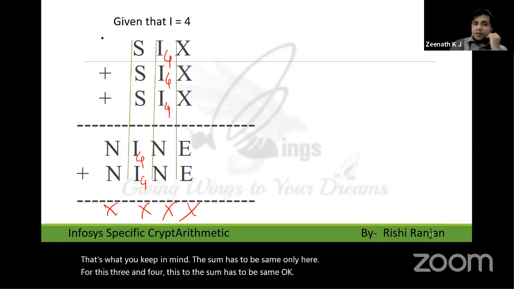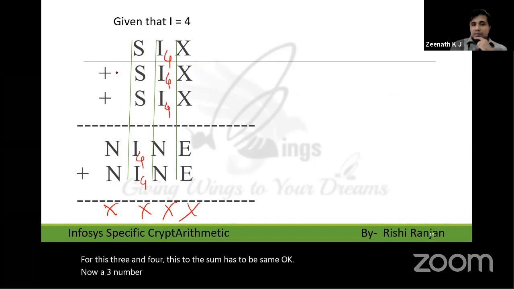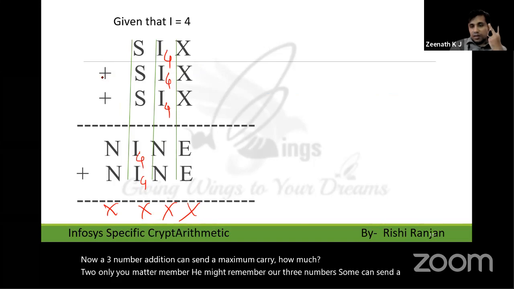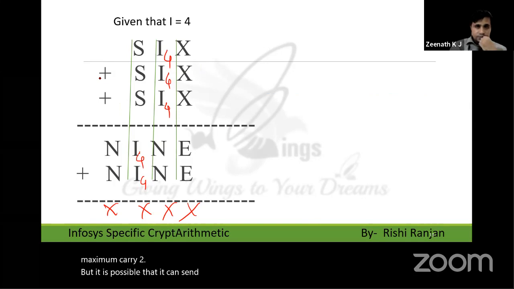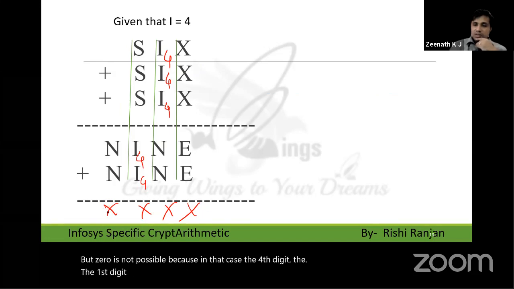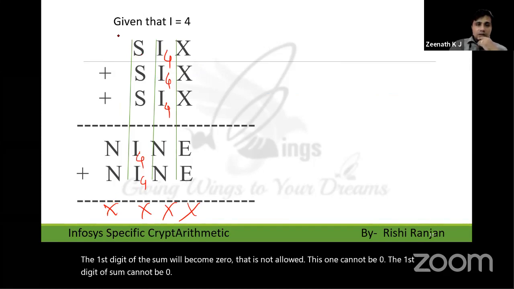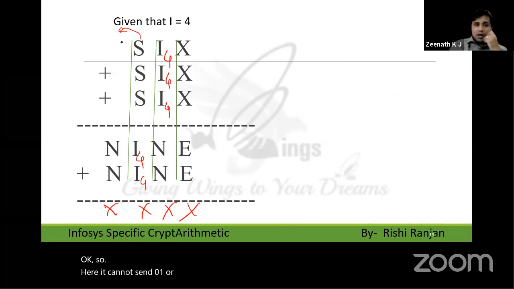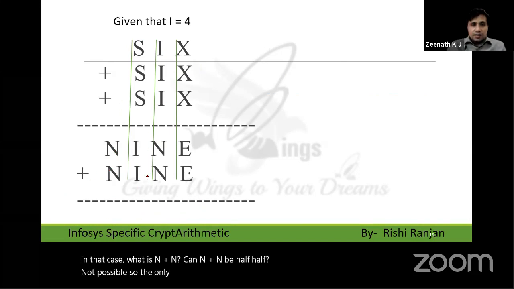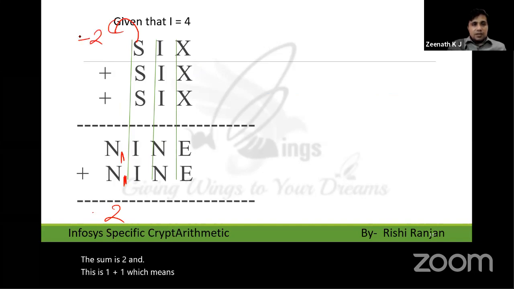Okay. Now, a three number addition can send a maximum carry of how much? Two only. You might remember a three number sum can send a maximum carry of two, but it is possible that it can send 2, 1, or 0. But 0 is not possible, because in that case the first digit of the sum will become 0. That is not allowed. The first digit of the sum cannot be 0. So here it can send 1 or 2. But if this one is 1, in that case, what is n plus n? Can n plus n be half, half? Not possible. So the only possibility we are getting here is the carry is 2 and this is 1 plus 1, which means 3s was sending a carry of 2.